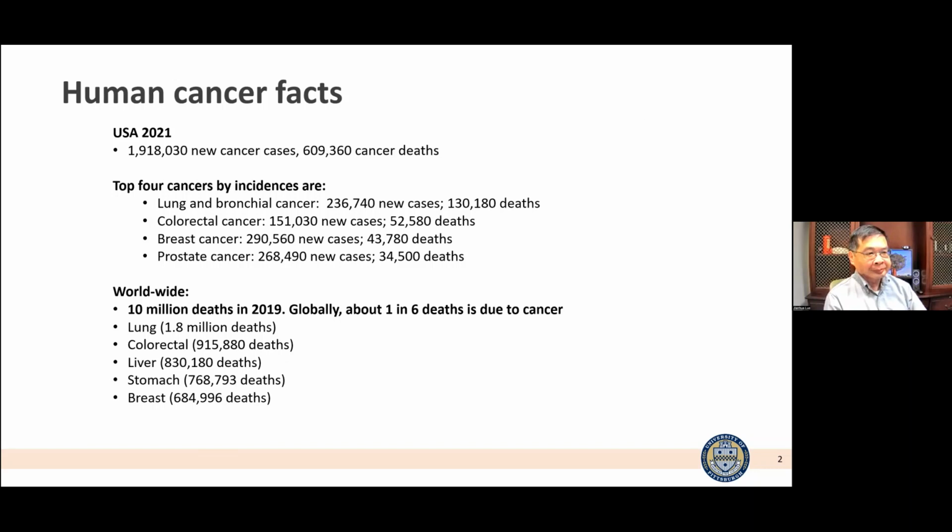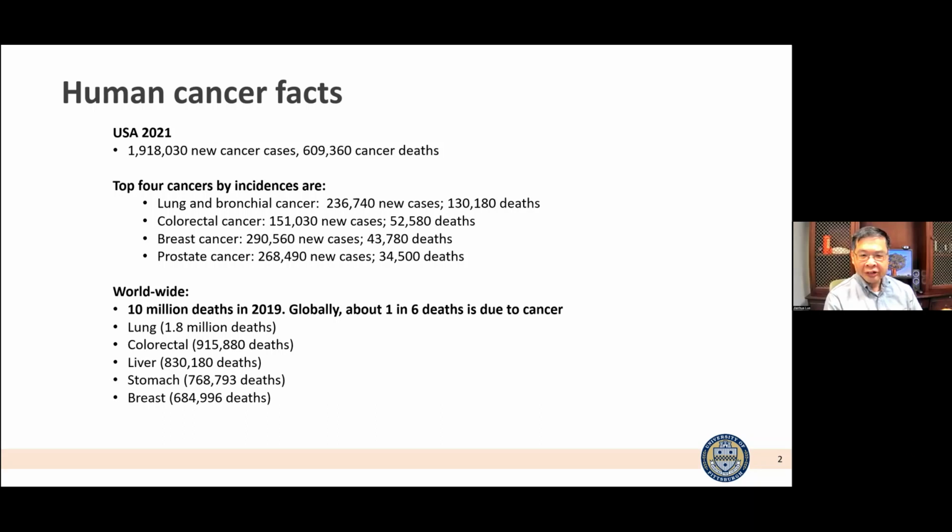Now, human cancer is one of the most lethal diseases for human beings. In the USA in 2021, there were almost 2 million new cases of cancer, and over 600,000 people died from cancer. The top four cancers are lung, colorectal, breast, and prostate cancer. Worldwide, just over 10 million people died from cancers in 2019, and basically one in six deaths is due to cancer.